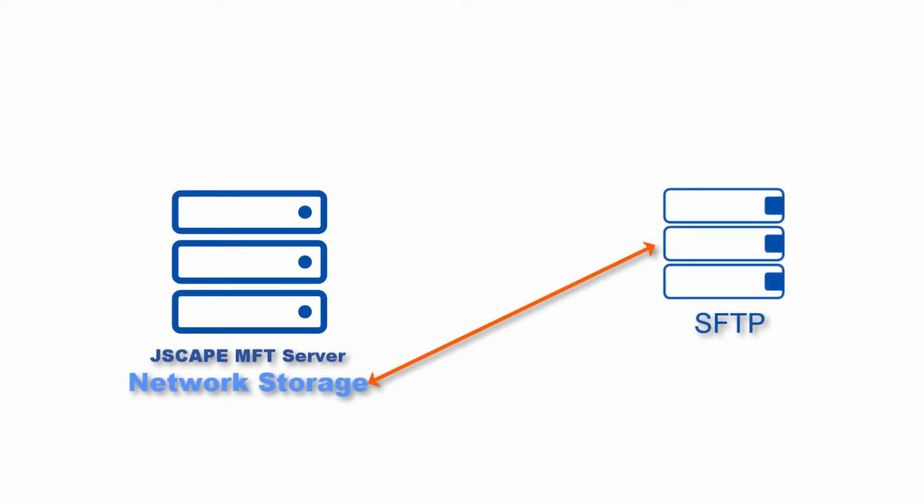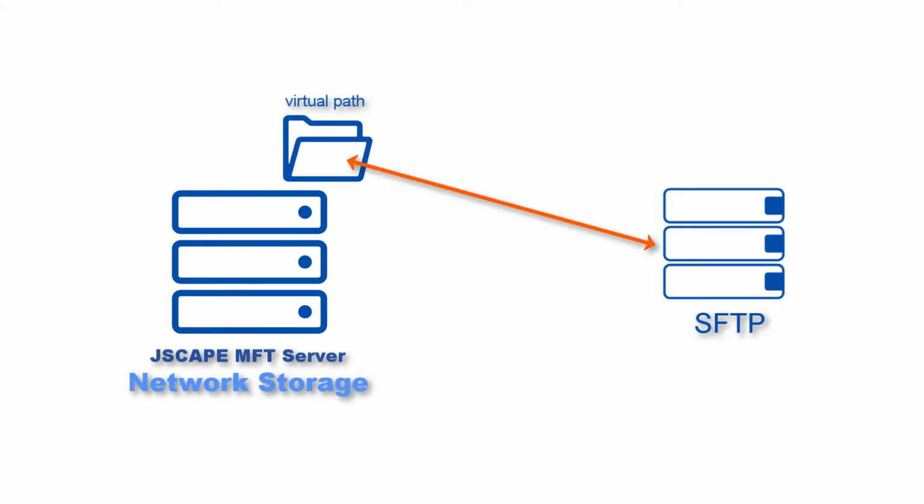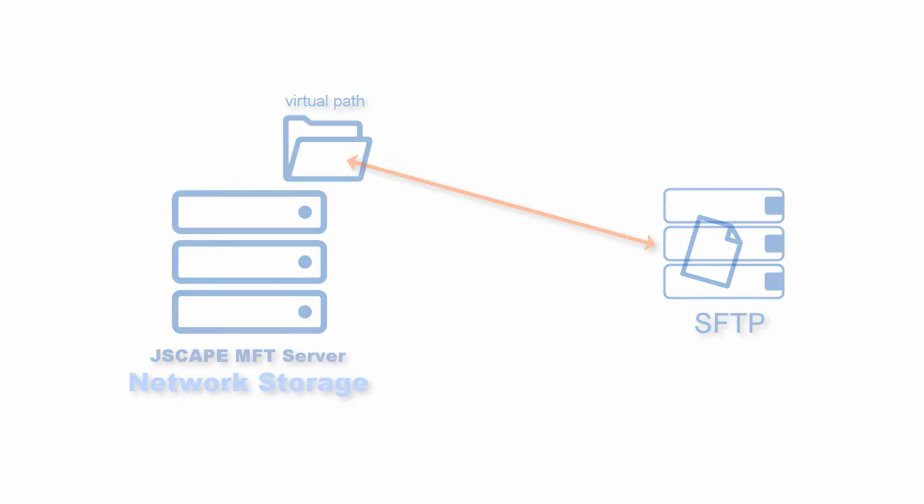One major benefit of a JSCAPE MFT server network storage is that you can map it to a user or group virtual path. Once it's mapped to a virtual path, any file uploaded to that path will be automatically stored to that network storage. So that means if you upload files to that virtual path, those files won't be occupying any storage space on your JSCAPE MFT server local storage device. Rather, it will be occupying space on that remote SFTP server.